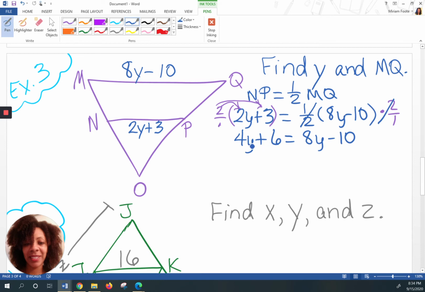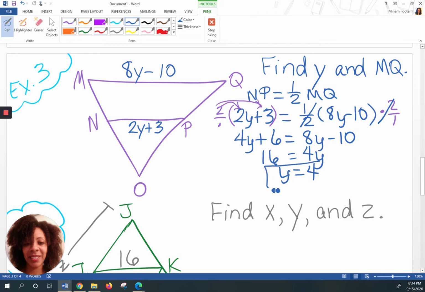I'm going to subtract 4 on both sides and I end up with 4y. And then I'm going to add 10 on both sides and I end up with 16. So y equals 16 divided by 4, which is 4. So that's my answer for y.